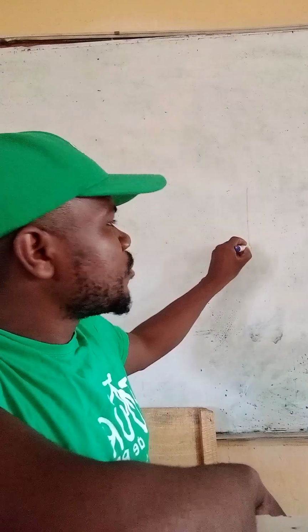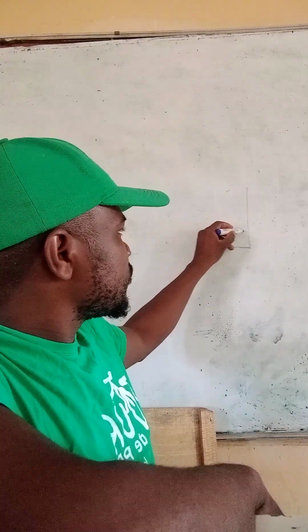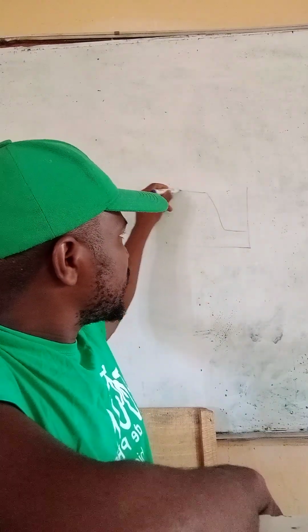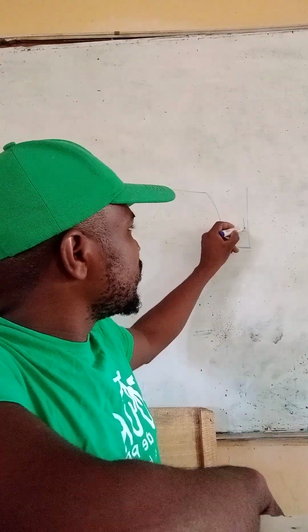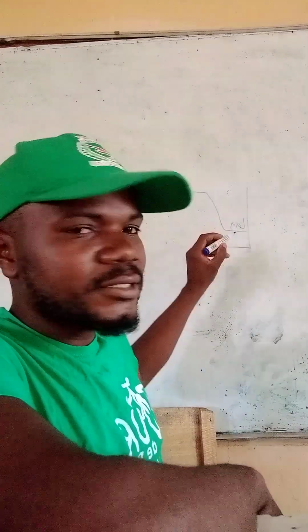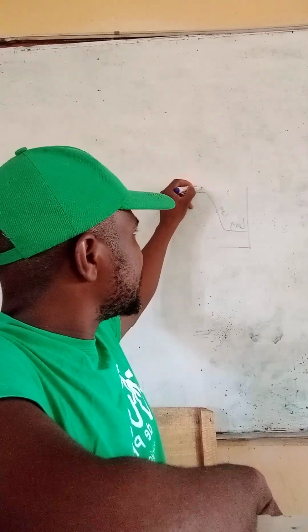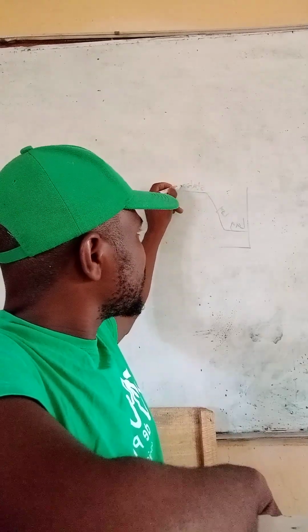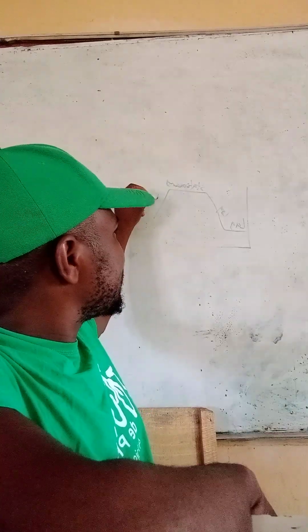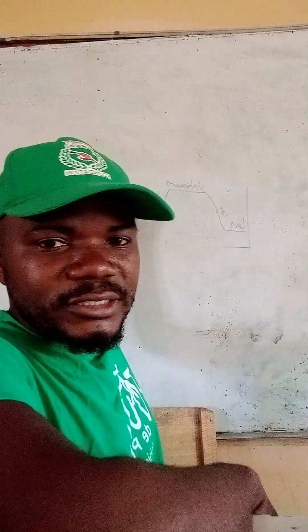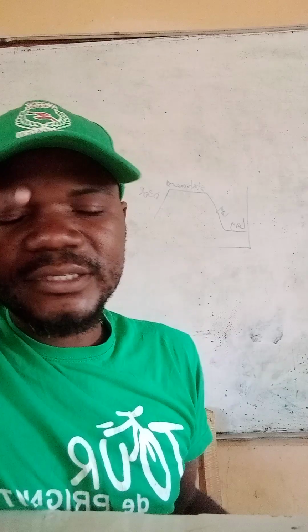So we said the life cycle of a bacteria is described on a graph known as the bacterial growth curve. The bacterial growth curve looks something like this. Here is called the lag phase, here is called the log phase, and here is the stationary phase, and here is the death phase or the decline stage, the decline phase.